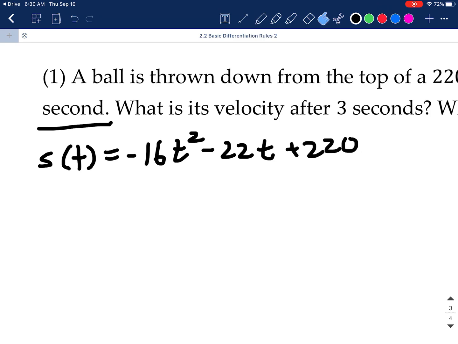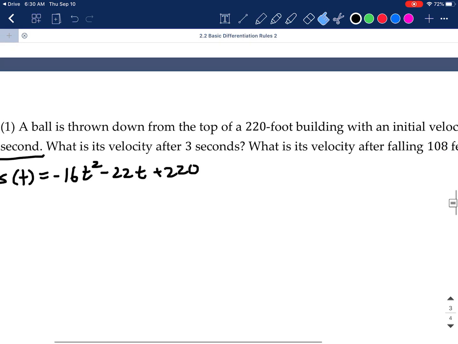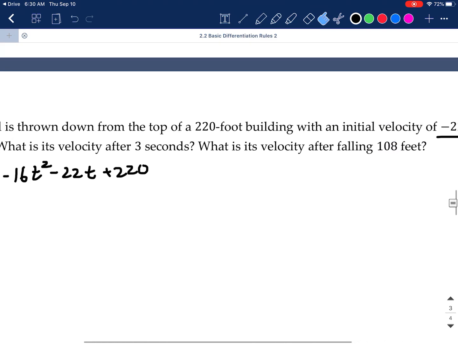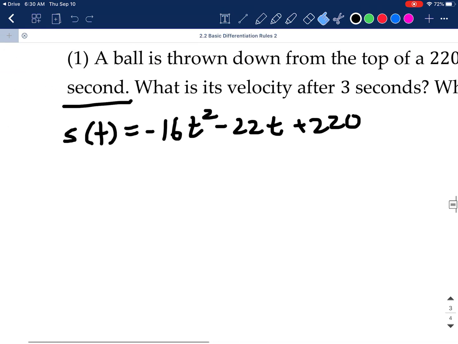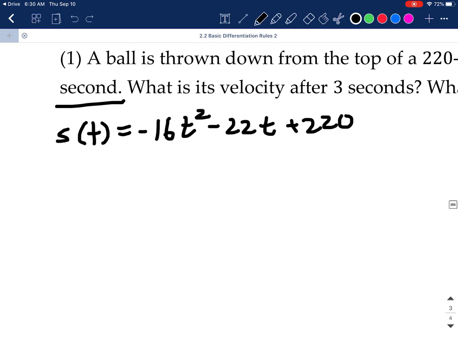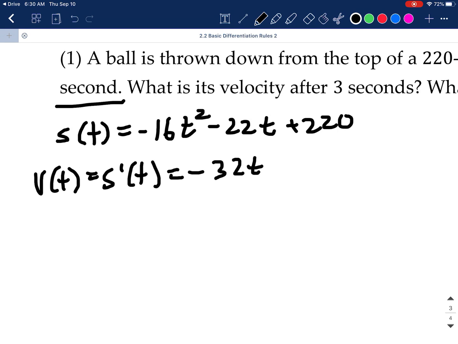So we want to figure out what is the velocity after 3 seconds and what is the velocity after falling 108 feet. All right, so we got two different questions here. Velocity after 3 seconds, well, we just need to find the velocity function, which is the derivative of s. So using our power rule, we get negative 32t minus 22.